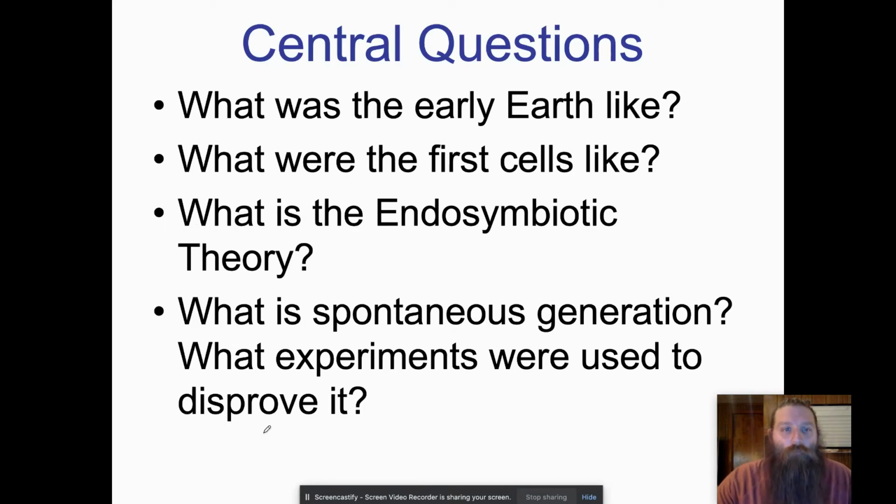All right. So, some questions we want to make sure we can answer. What was the early Earth like? What were the first cells like? How can we describe them? You definitely want to know what the endosymbiotic theory is. We want to know the difference between abiogenesis and spontaneous generation, two very different things. And we want to know the experiments that were used to disprove spontaneous generation.